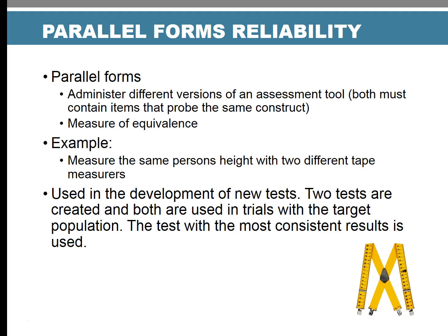Parallel forms reliability, we have different versions of the same assessment tool. So just like I was using the example with the SATs, we had version A and version B, and those should give you consistent results. Think about using different measuring tapes. If you're going to measure the same person with different measuring tapes, you would expect to get pretty much the same result. Your height's not going to be vastly different because you use a different tape measure.